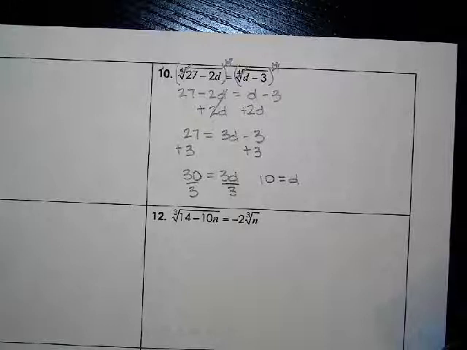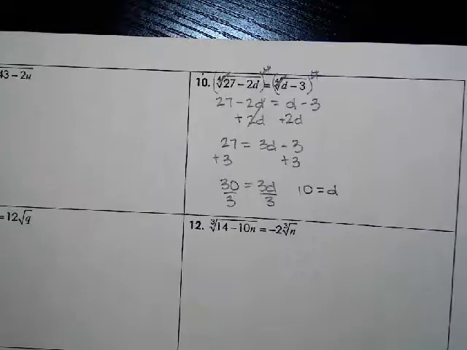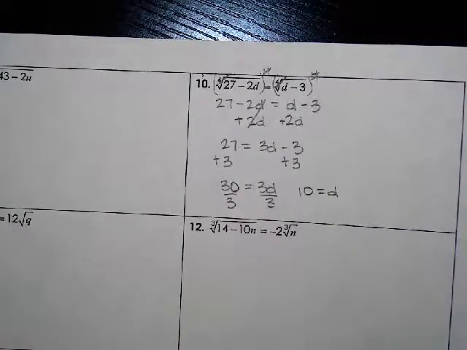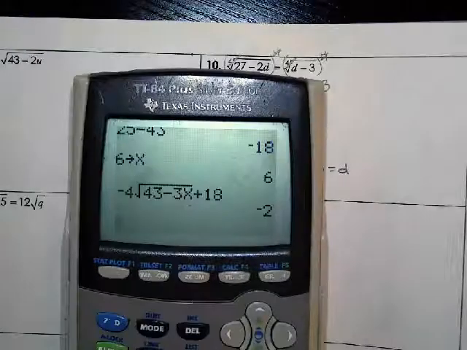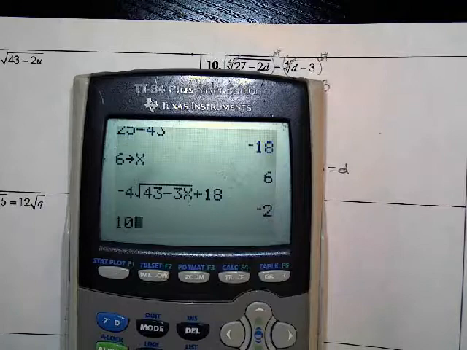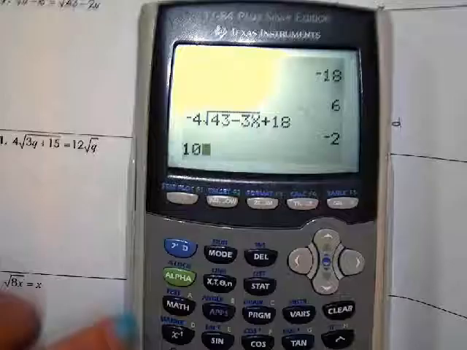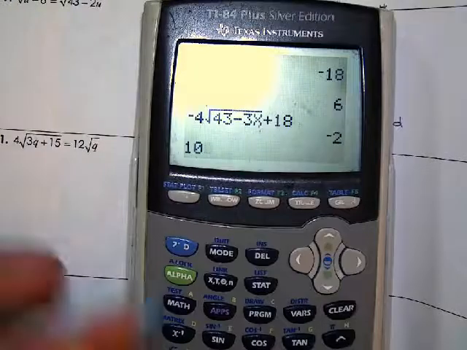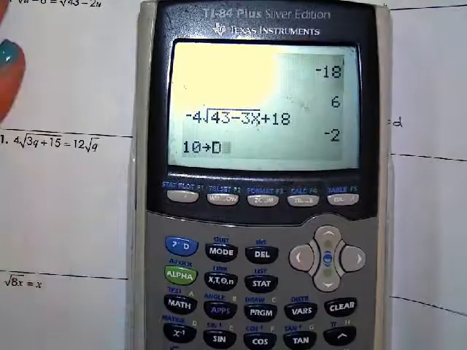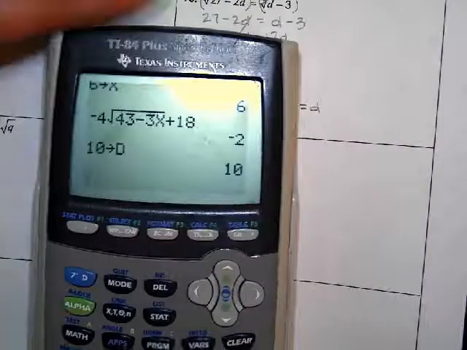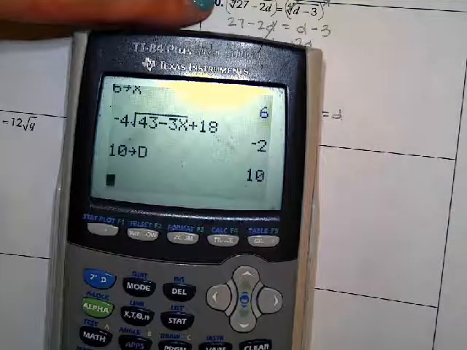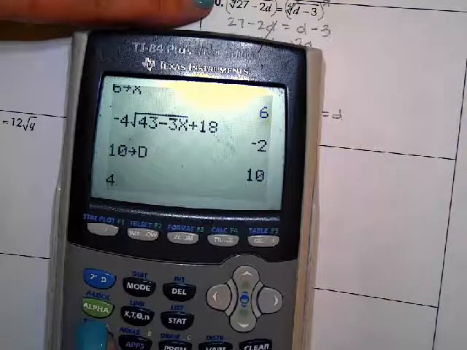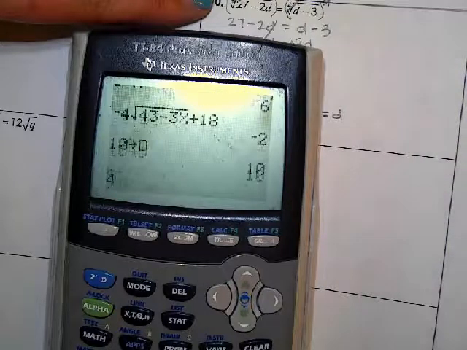This one's a little bit more complicated to type in. So I'm going to go ahead and store 10 for D. So D is this button right here. So store alpha D. Okay, so I'm going to do the fourth root. So remember, for your fourth roots, you have to type the 4 first. So 4 and then the math button, number 5. So fourth root, 27 minus 2d.